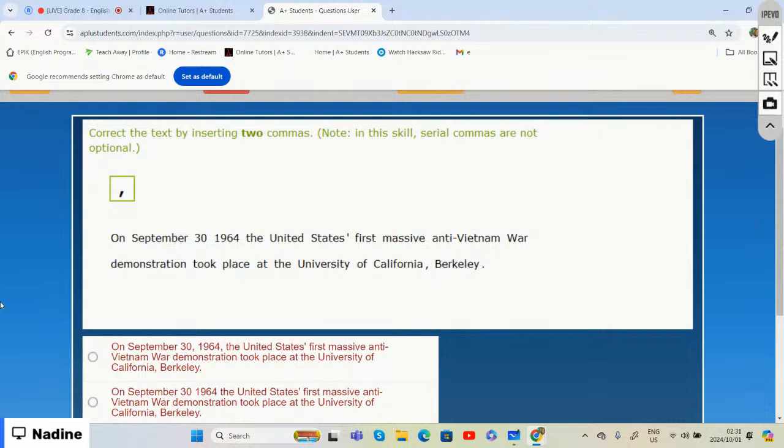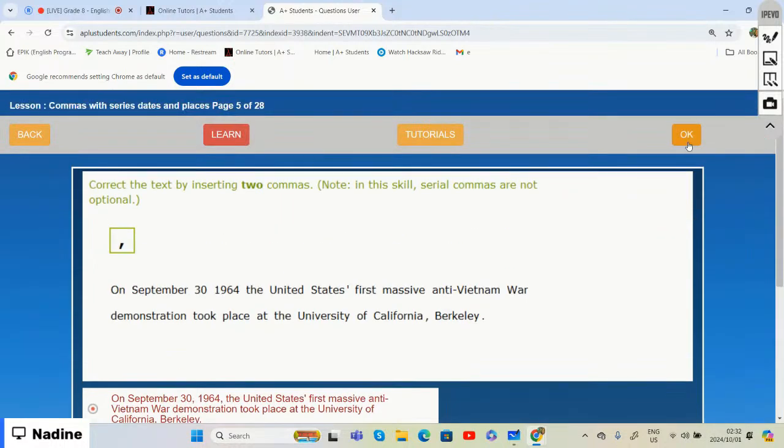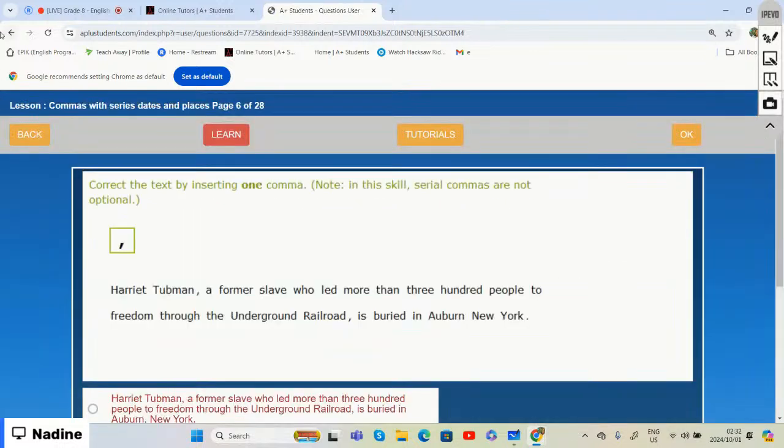And if we were to choose the correct option, then we will go with option one. We need to put our comma after the day when it comes to the date and after the year. So after September 30, the day, 1964, the year. All right, so well done. Option one is correct.